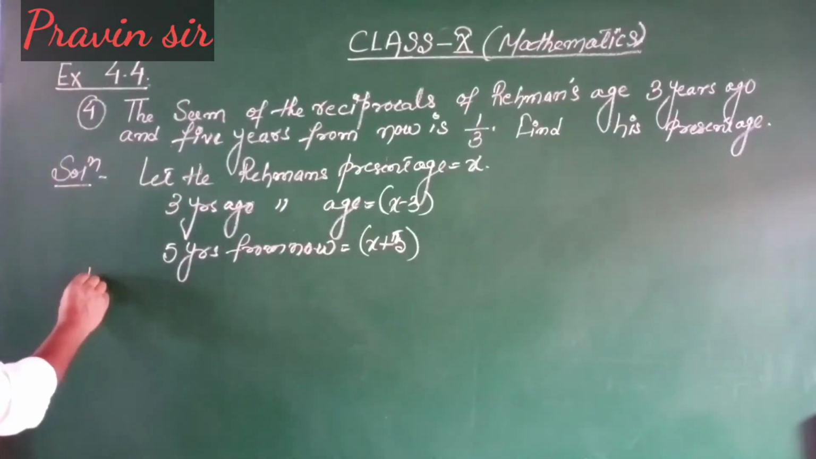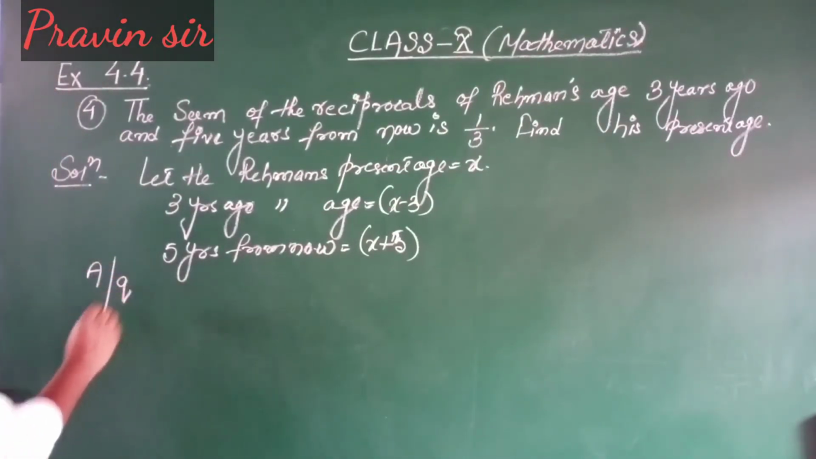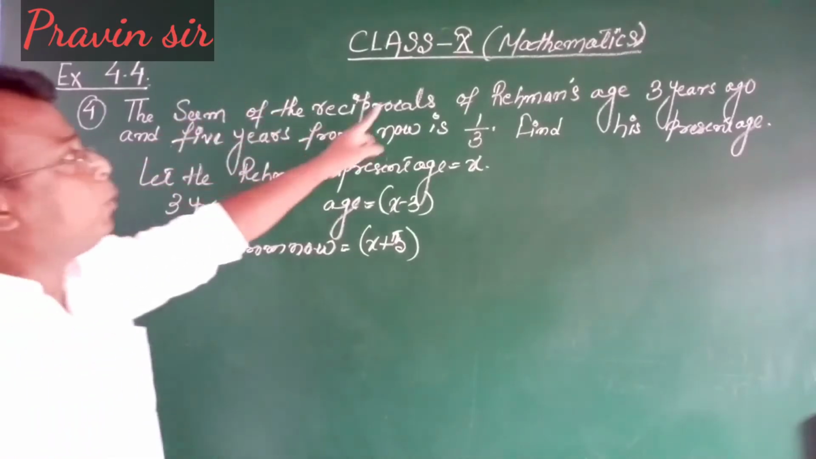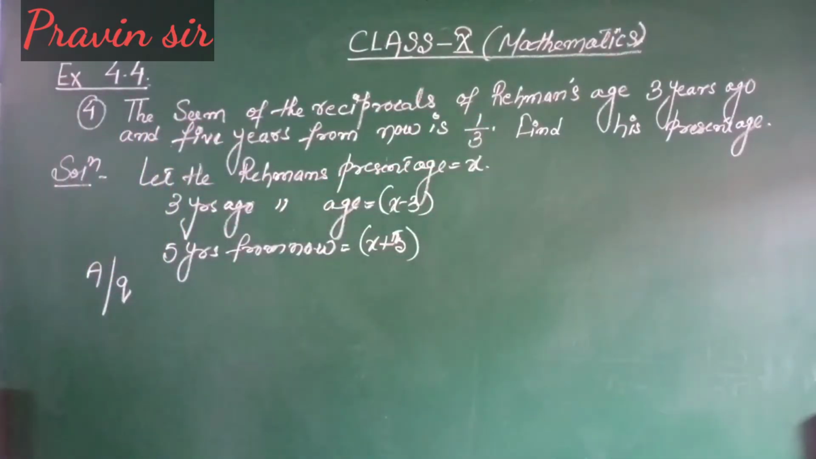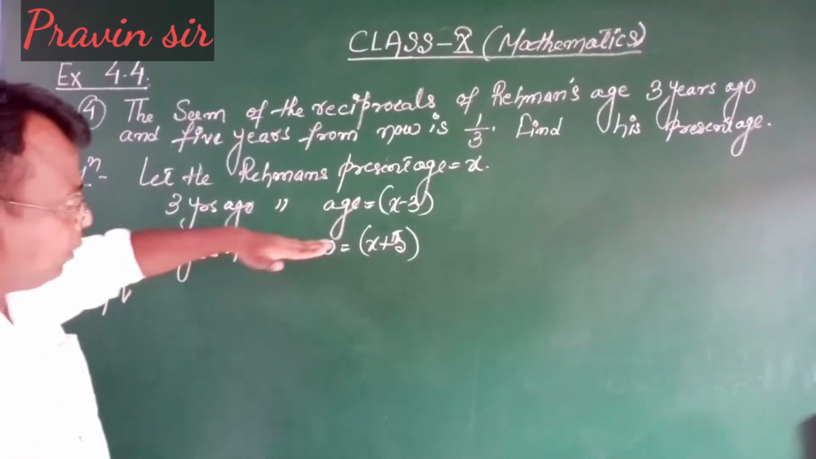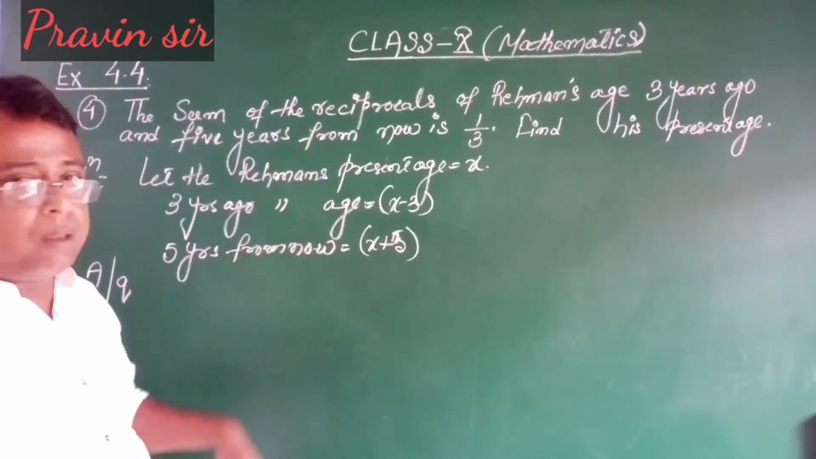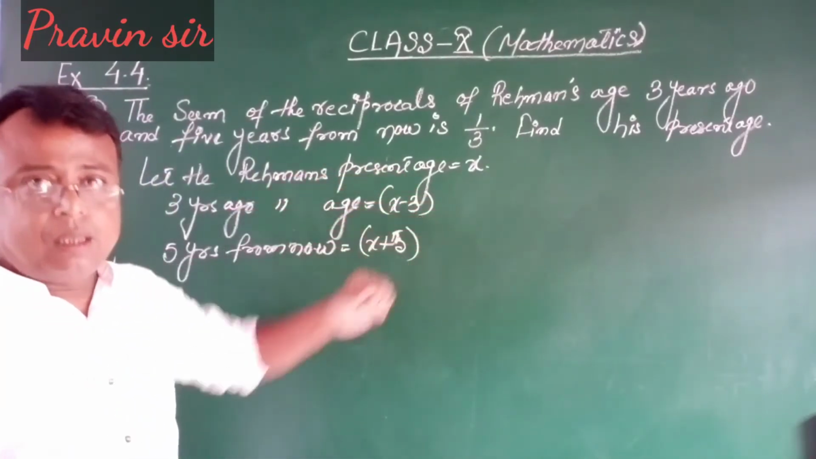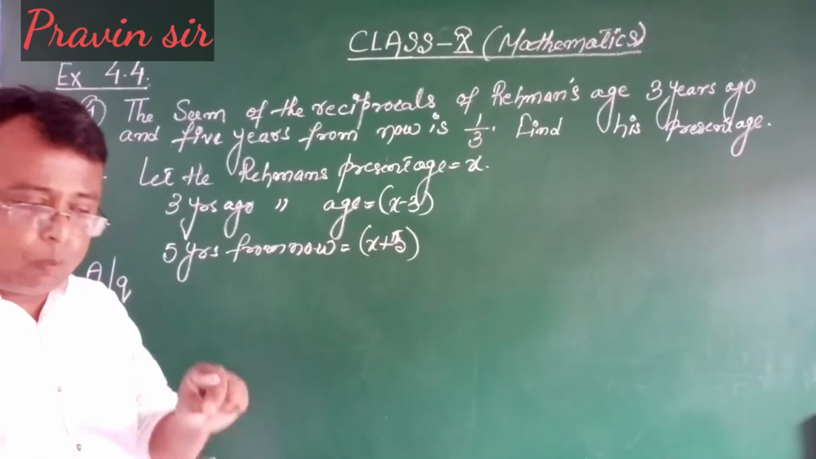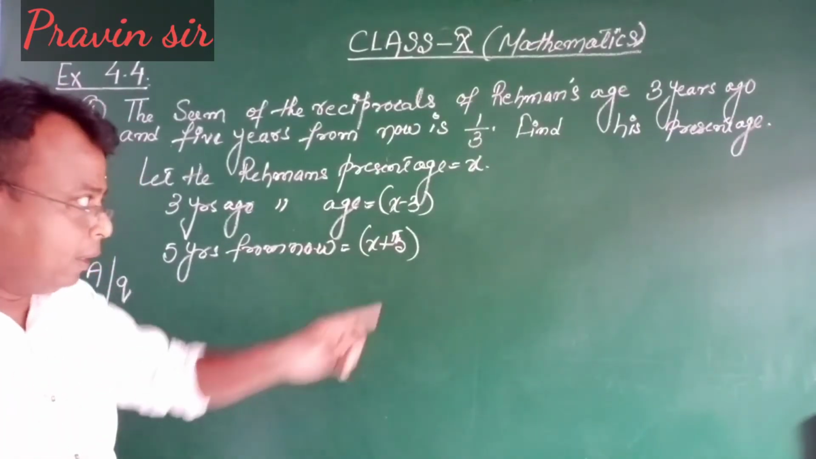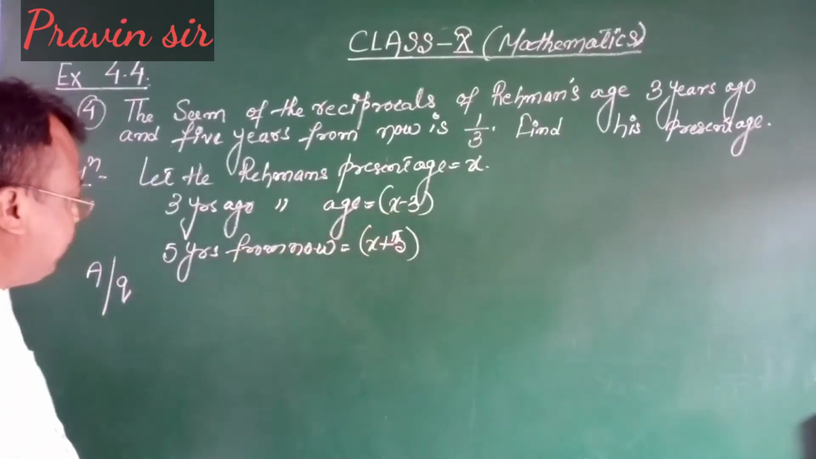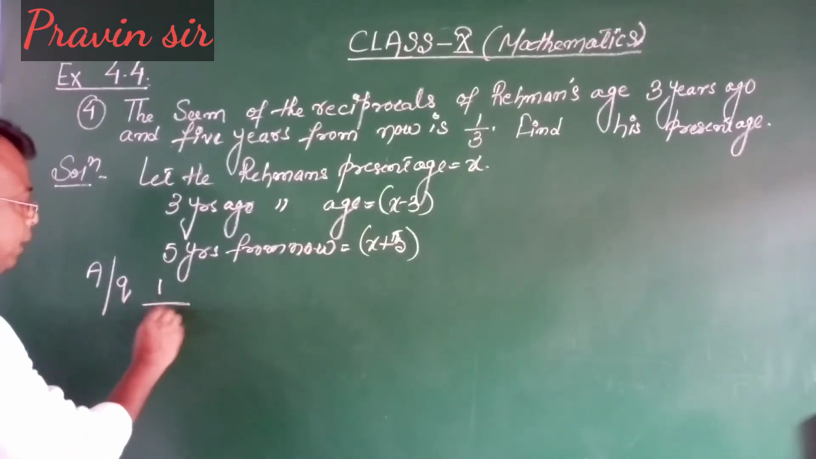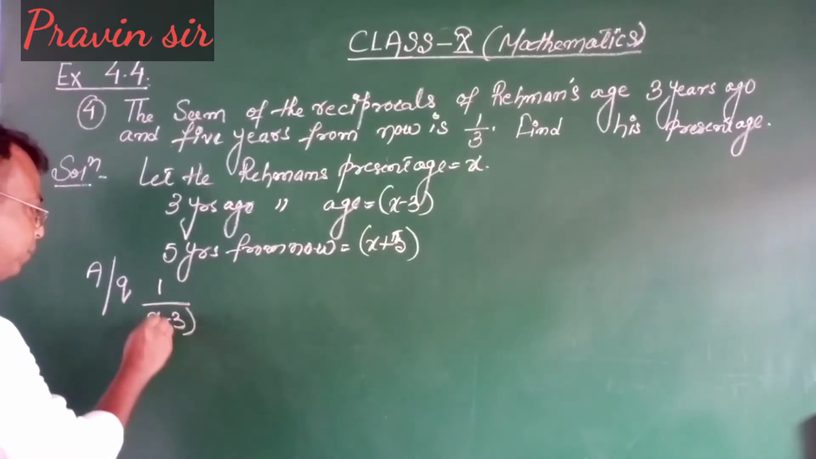What does the question say? The sum of the reciprocals of Rahman's age 3 years ago. Now you see, 3 years ago Rahman's age is x minus 3. Now we have to take the reciprocal. Reciprocal means इसको उल्टा कर देना है. So what will be the reciprocal of x minus 3? It is 1 by x minus 3.